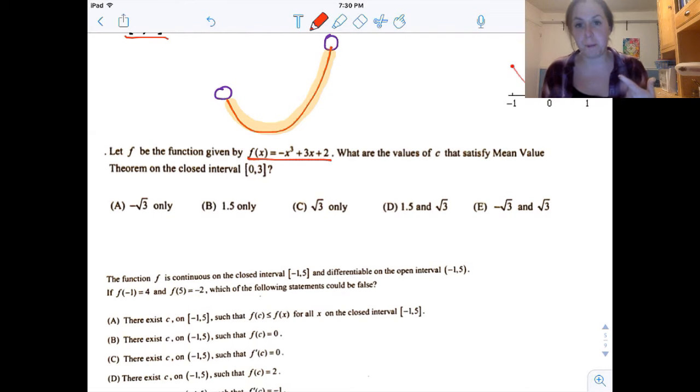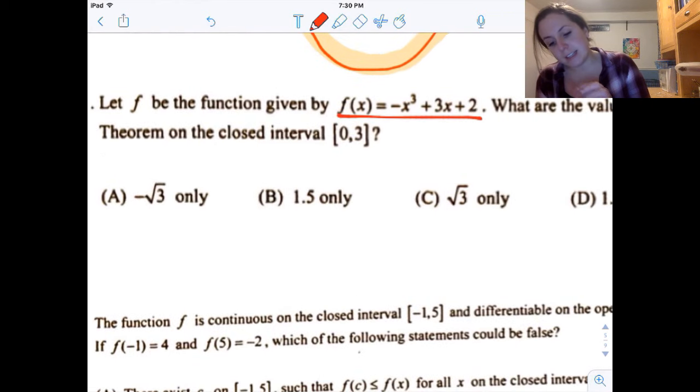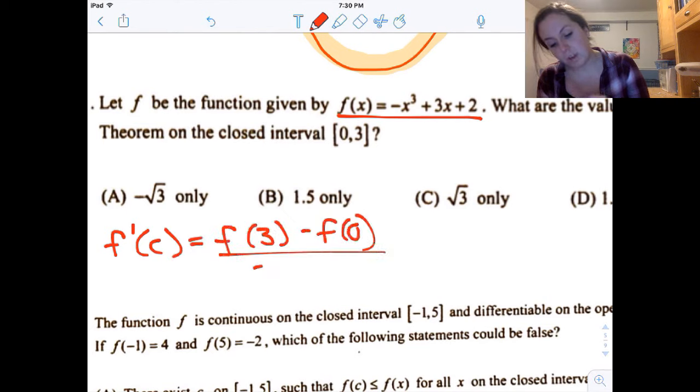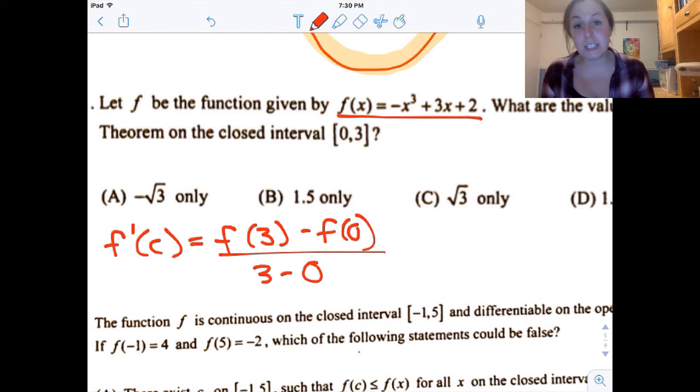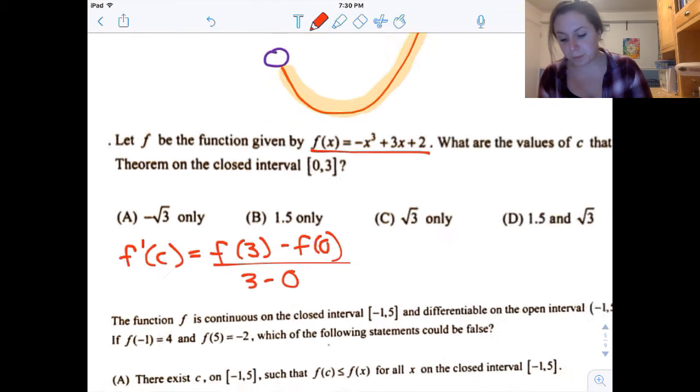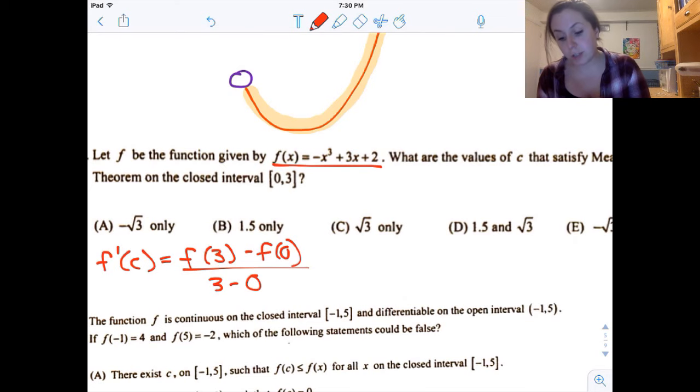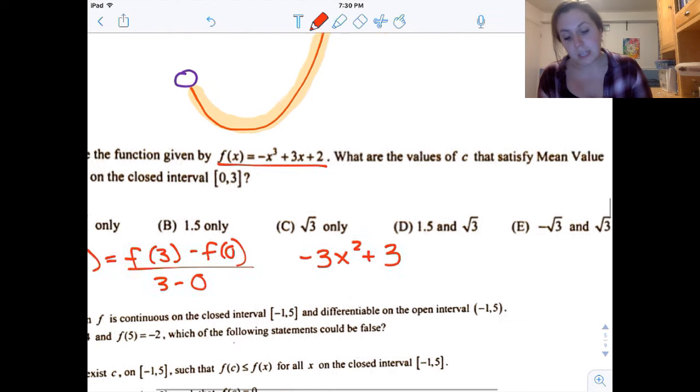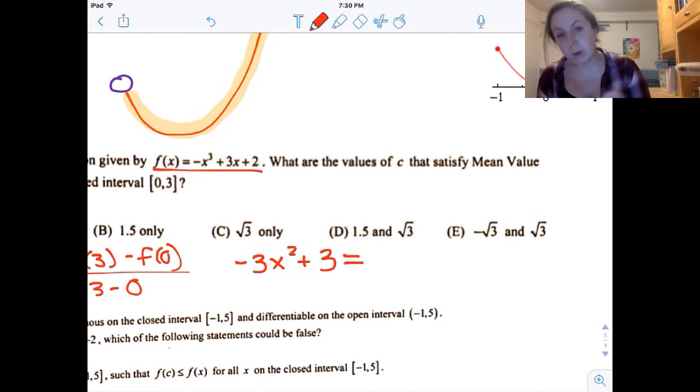So what the mean value theorem says is that there's going to be a place where f prime of c will equal f of 3 minus f of 0 over 3 minus 0. And what we need to do is figure out where that c is. So let's figure this out. Our derivative is negative 3x squared plus 3, right? And I want to know when that equals f of 3 minus f of 0 over 3 minus 0.